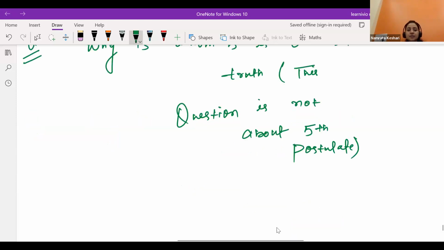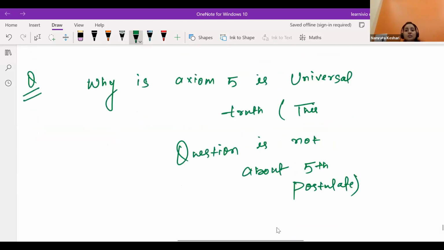Let's see. Why is axiom 5 a universal truth? Since the term axiom 5 came over here, of course I will ask you, what is axiom 5? Farhan, Sazia, Sara, Rumaisha, who will say what is axiom number 5? Farhan, what is axiom number 5?